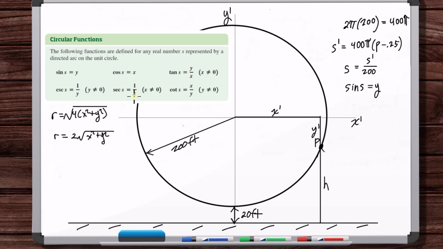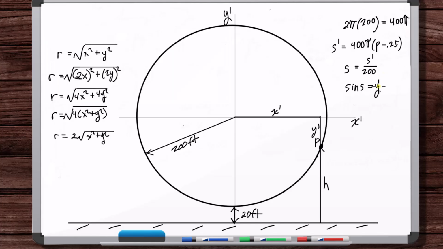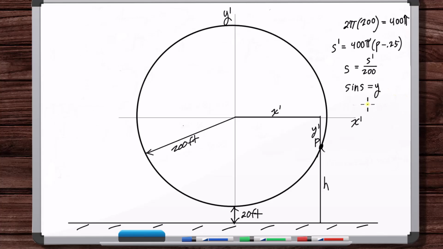So you'd have 1 over 200x here, and here it would just be 200x. Here, it's a ratio, so it doesn't matter, right? 200y divided by 200x is just y divided by x anyway. And since we're only using sine of s is equal to y, to convert from y to y prime, we just multiply that y coordinate by 200.